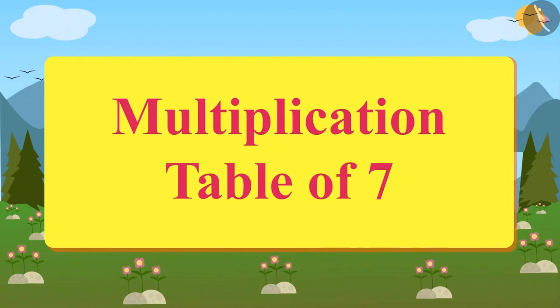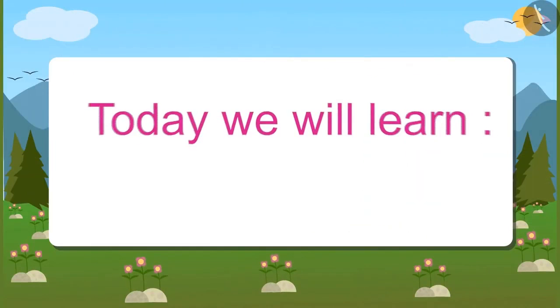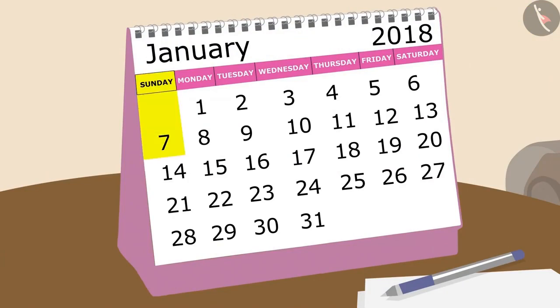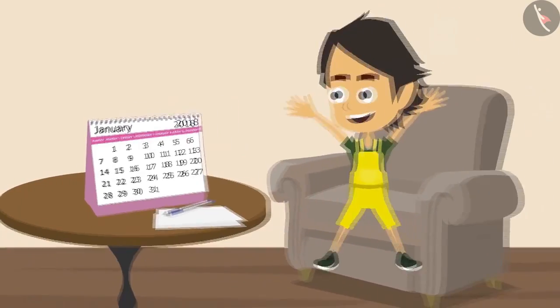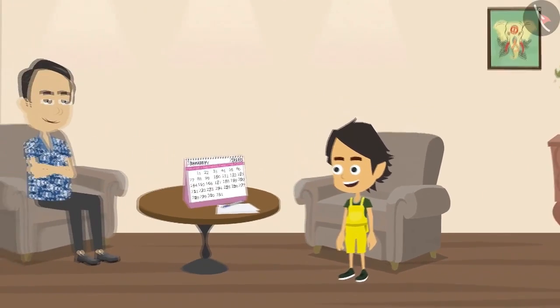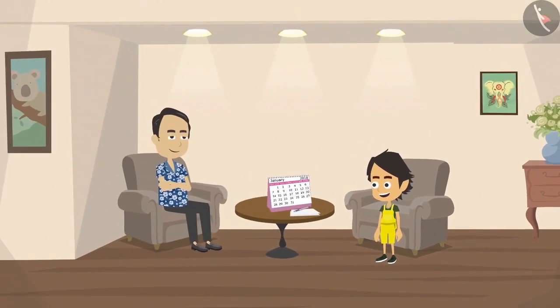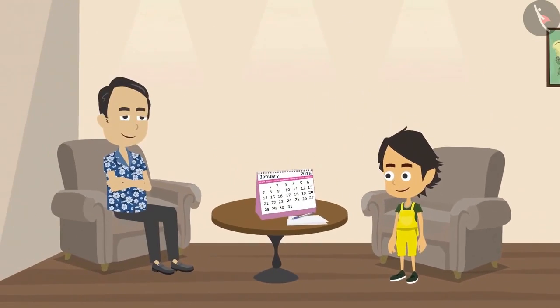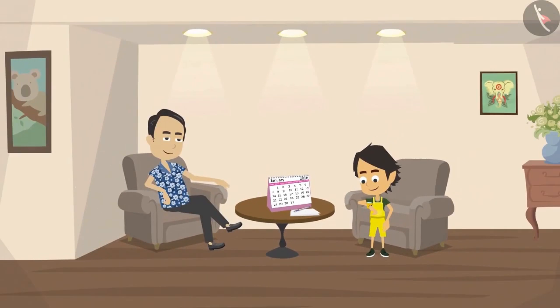Multiplication table of 7. Today we will learn the multiplication table of 7. Today is Sunday and Ayushman is very happy because every Sunday he goes for an outing with his parents. Papa and Ayushman are ready to go out and are waiting for Mummy.